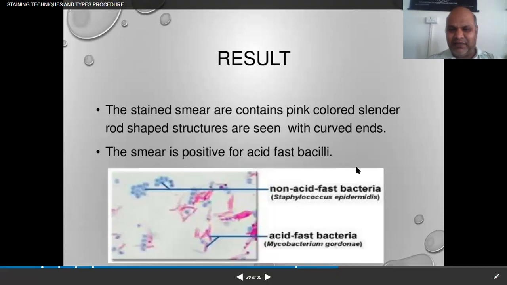It will look like this. You can see these are the non-acid-fast bacteria stained by methylene blue, and this is stained by the carbol fuchsin dye. These are the colonies being observed, the blue and the red colonies. Red colonies are the acid-fast strains, and blue colonies are non-acid-fast strains. Similarly, blue is the Gram positive bacteria, and red coloration is the Gram negative bacteria.